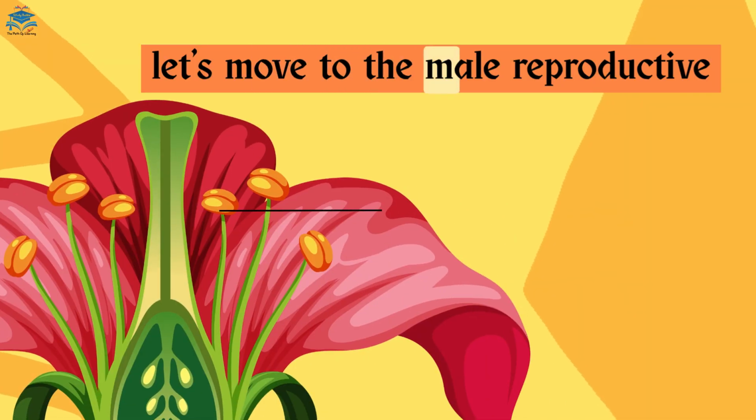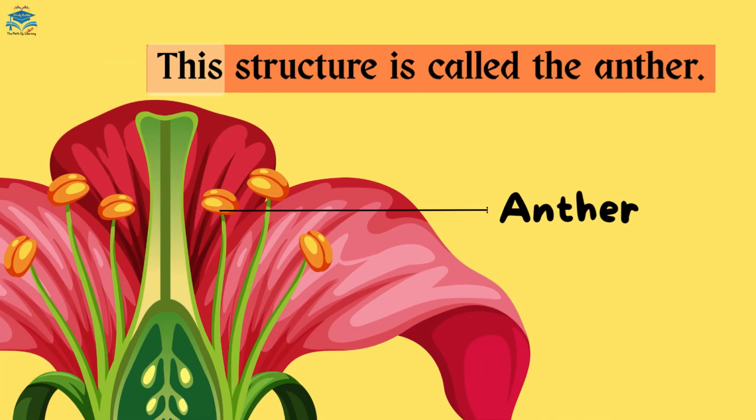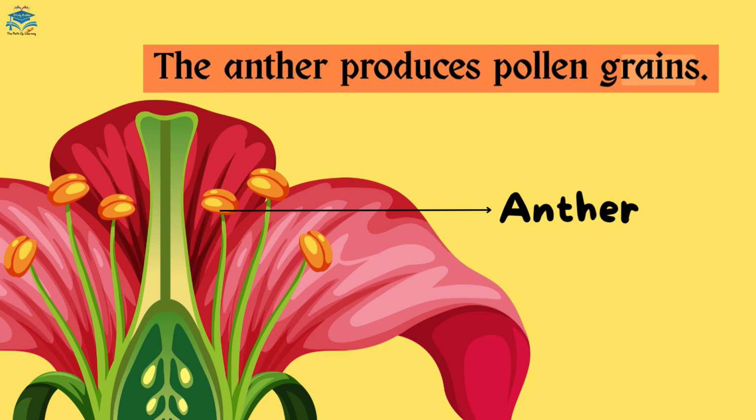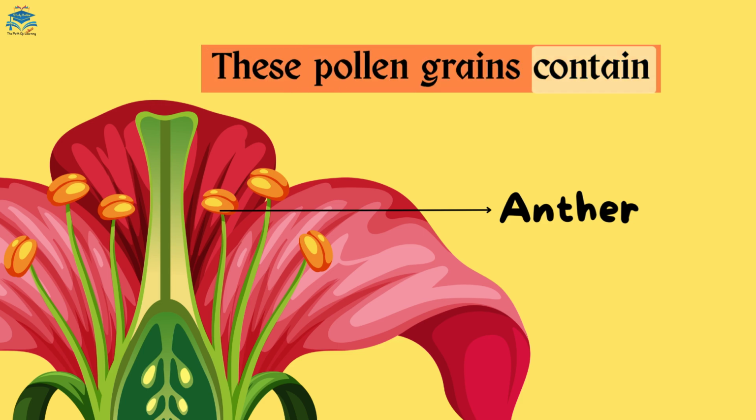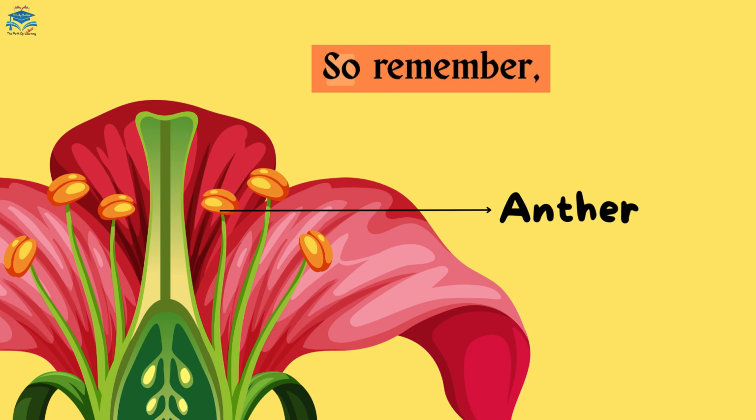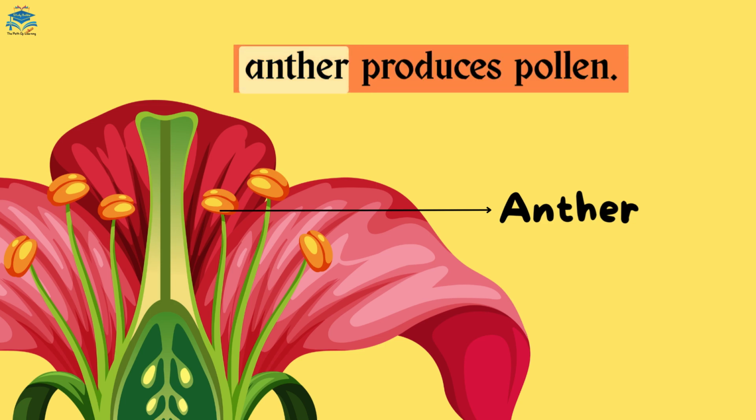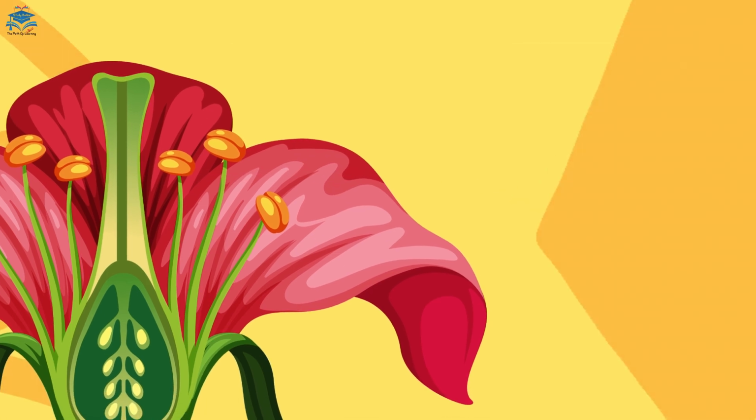Now, let's move to the male reproductive part of the flower. This structure is called the anther. The anther produces pollen grains. These pollen grains contain the male reproductive cells. So remember, anther produces pollen.